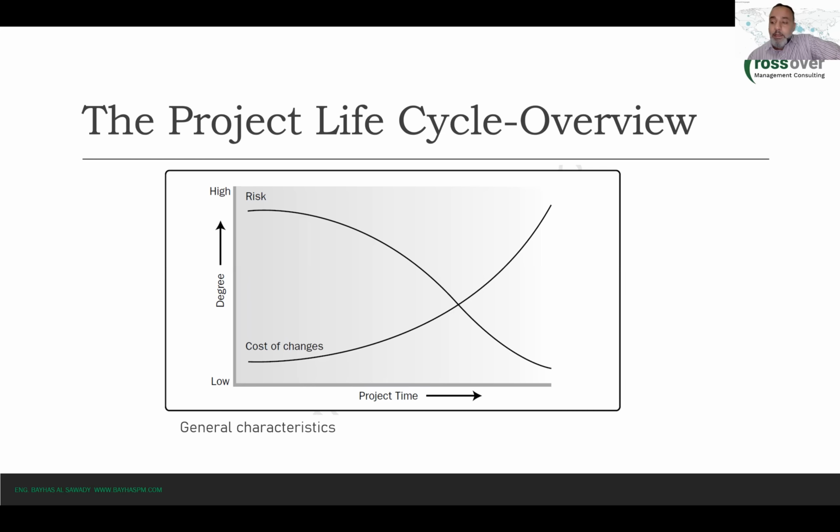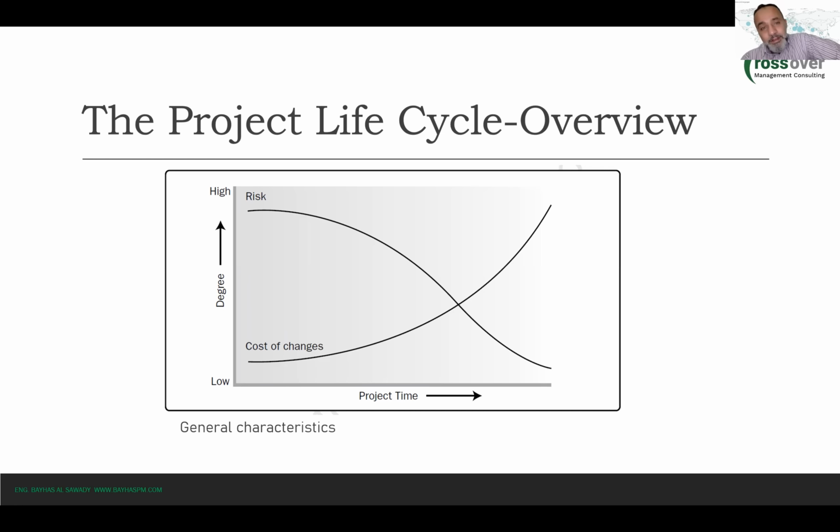Another general rule is about risks. When do you think you have a higher level of risks? At the beginning of the project or at the end of the project? Where do we have a higher level of risks? Everyone can look at the chart and tell me, right? It's very easy when you look at it. Okay, the question is why? Why in the beginning of the project do we have a higher level of risk?